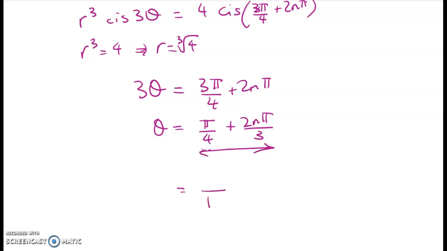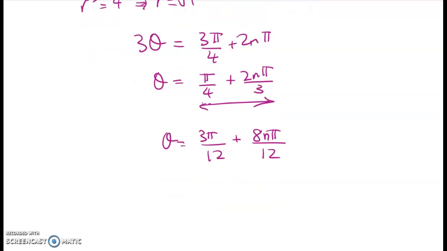So let's do it out of 12. So this is 3 pi on 12 plus 8n pi on 12. Now you don't have to do that, but it's going to reduce errors later on. So now we can blast through and we can get our 3 solutions, right? We're looking for 3 solutions because it's a cubic equation.